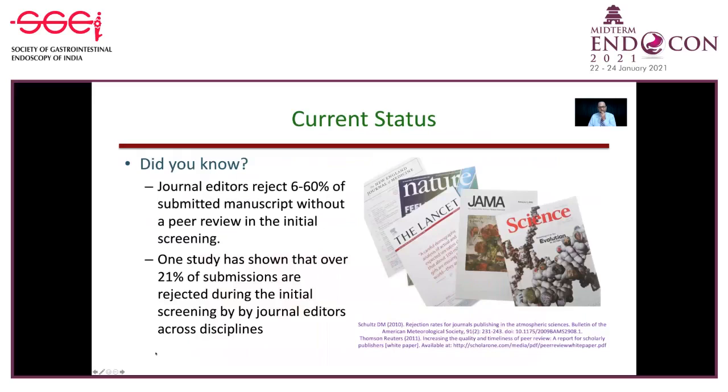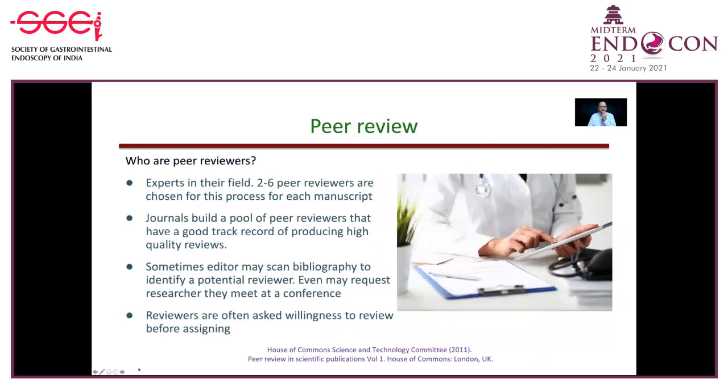You may find it interesting to know that currently journal editors reject 6 to 60% of submitted manuscripts without a peer review in the initial screening. One study has shown that over 21% of submissions are rejected during the initial screening by journal editors across all disciplines. Now let's talk a little bit about peer review.